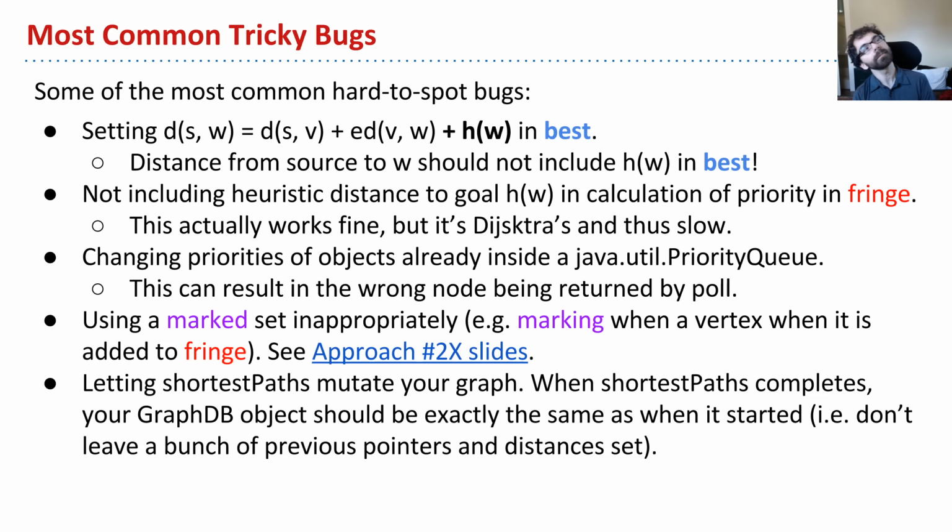Now, I'm not a big fan of that because I think it's better for shortest paths to own the information about the search and not GraphDB, because a GraphDB is a more general thing than just a shortest paths object, but you're welcome to do it. We're not going to penalize, but just be warned that letting a method mutate an object can be dangerous in general. Okay, so that's it for this little tiny video about the most common bugs.